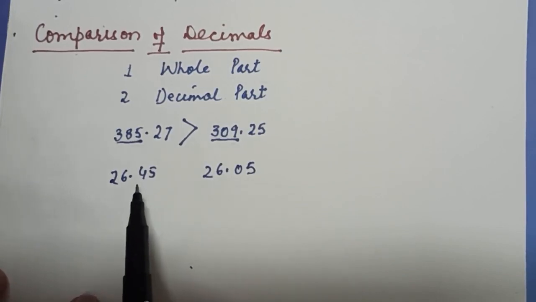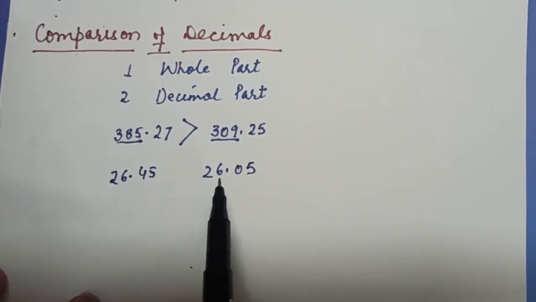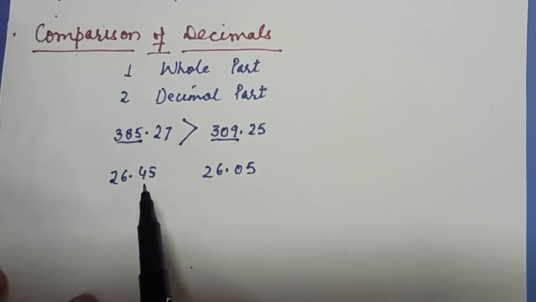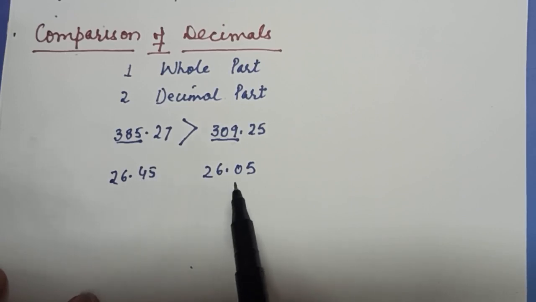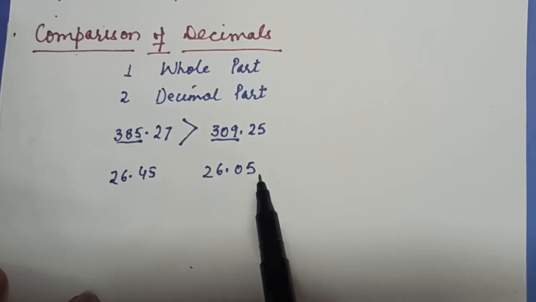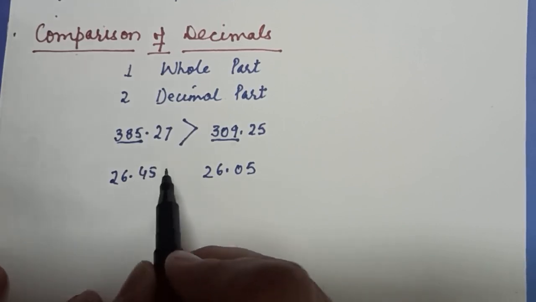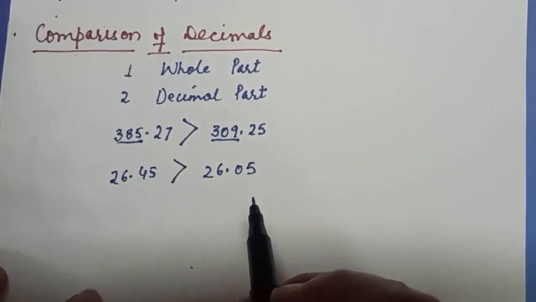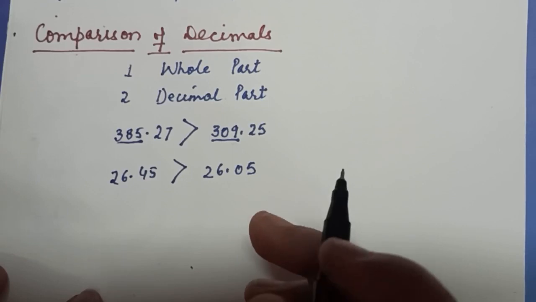When I check their whole part, in both the numbers the whole part is 26 only. Then I will check the decimal part. The decimal part in the first number is 45 and in the second is 05. Now we know 45 is greater than 5. So it means 26.45 is greater than 26.05. Alright, this is the way to compare two decimal numbers.